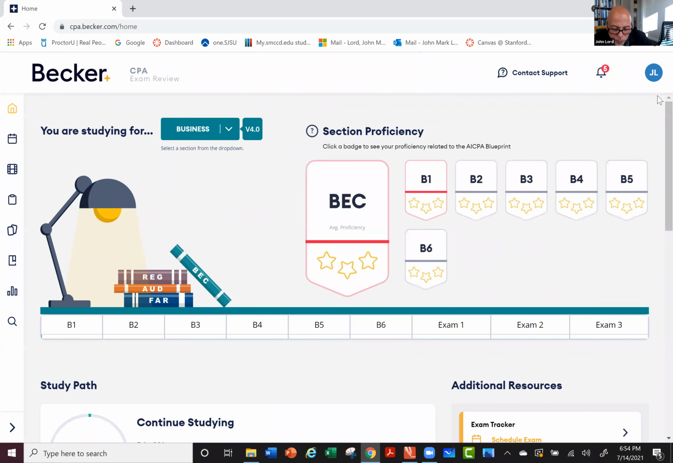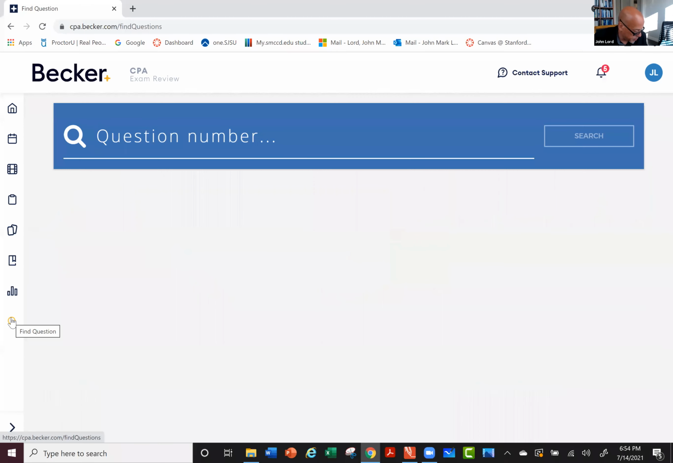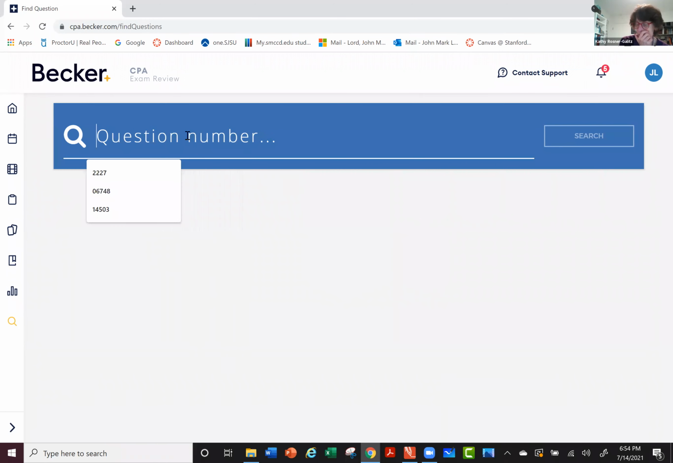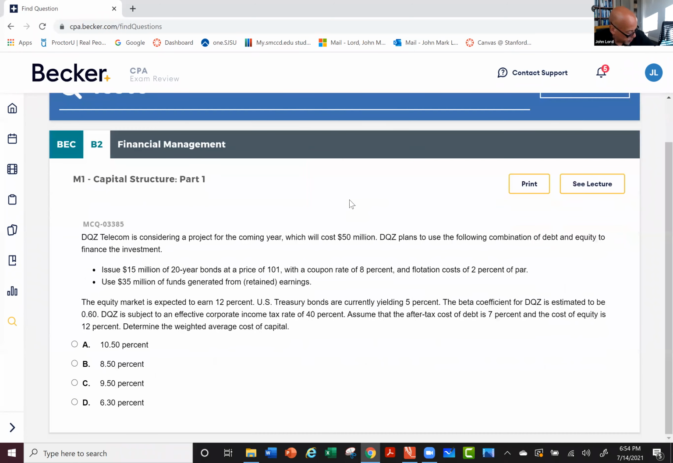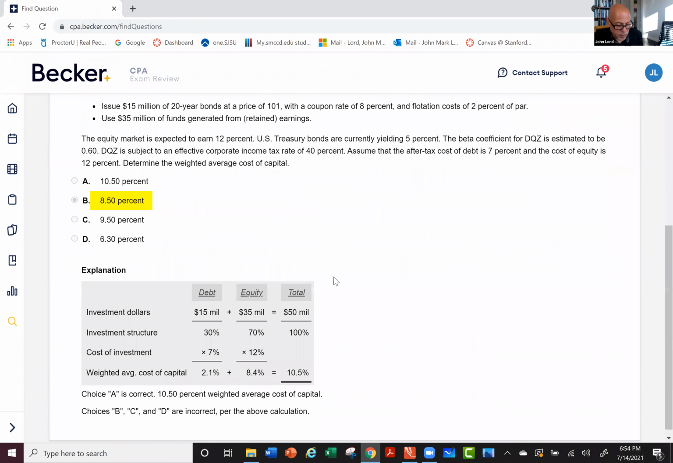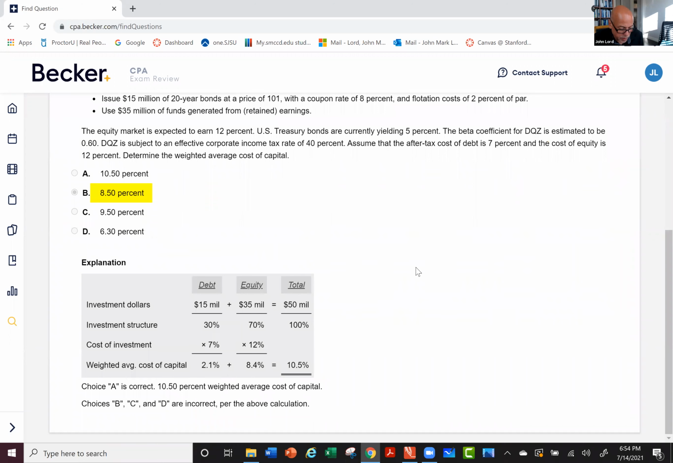Yeah, but let's see. So I want to find the question. What is it? MCQ 3385. I seem to remember what I did wrong with this question. Yeah, see, I got it wrong and I forgot to fix that in my notes. And so, Kathy, you're right. They just used the 12%. So I think most of you got it right.